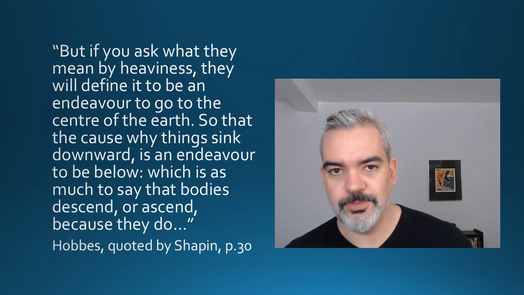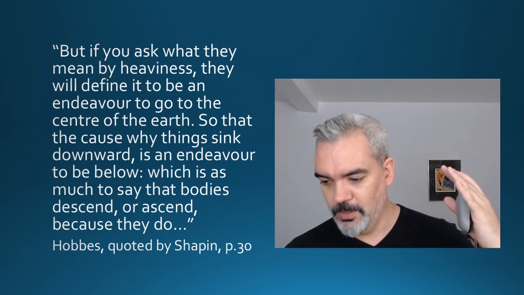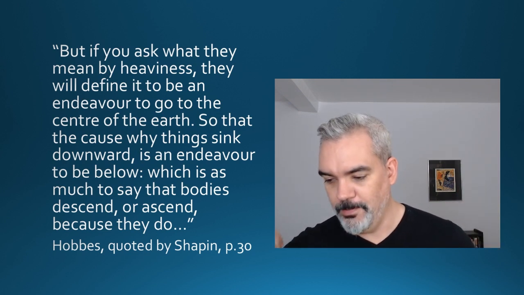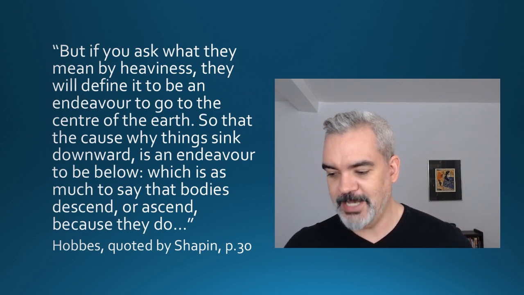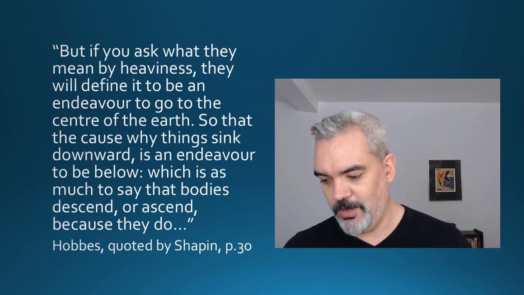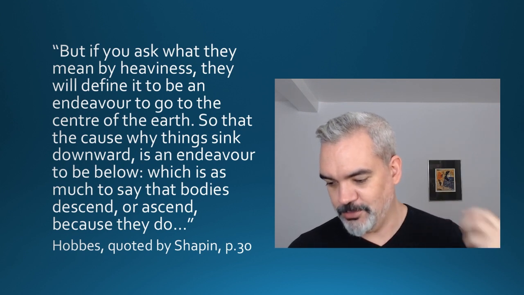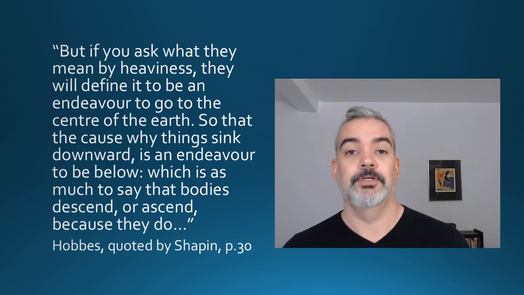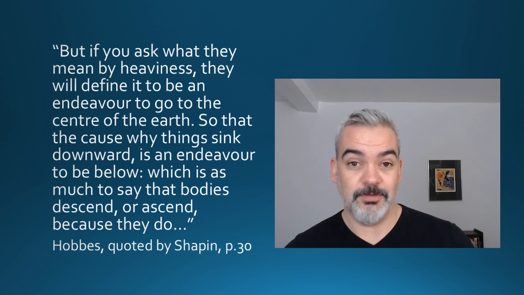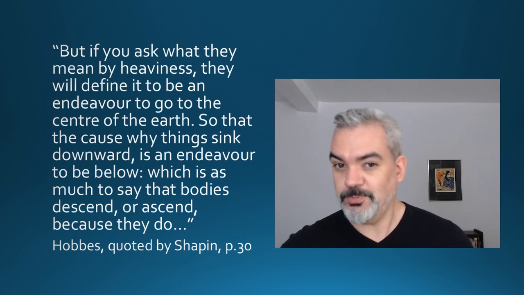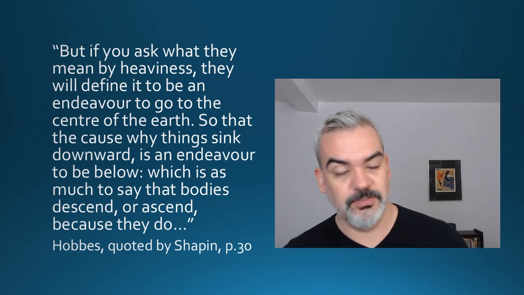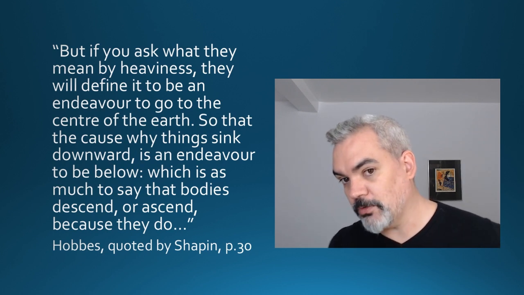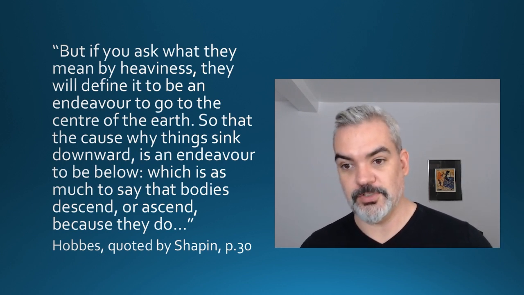So here's Thomas Hobbes, as quoted in Chapin. Hobbes says the following: "But if you ask what they, being the Aristotelians, mean by heaviness, they will define it to be the endeavor to go to the center of the earth, so that the cause why things sink downwards is an endeavor to be below, which is as much to say that bodies descend or ascend because they do." So Hobbes is accusing Aristotle of giving us basically circular explanations that say it does what it does because it does it. And I think it's hard to argue that we weren't better off getting rid of teleological explanations like, why do rocks fall?